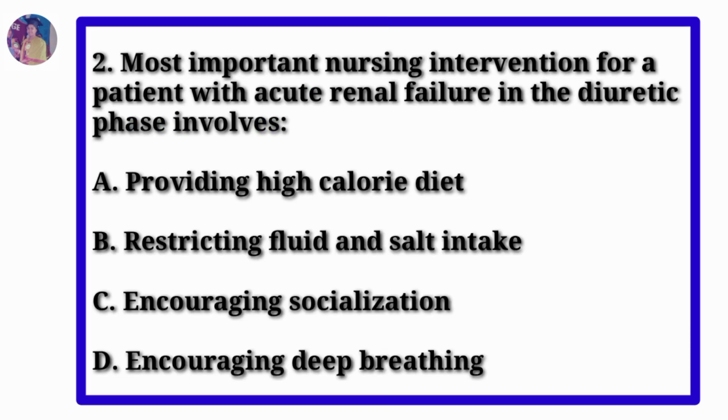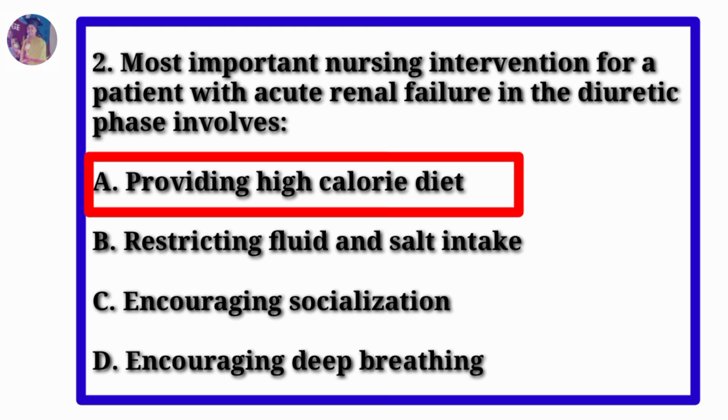Question number 2. The most important nursing intervention for a patient with acute renal failure in the diuretic phase involves: Option A. Providing high calorie diet. Option B. Restricting fluid and salt intake. Option C. Encouraging socialization. Option D. Encouraging deep breathing. Answer. Option A. Providing high calorie diet.